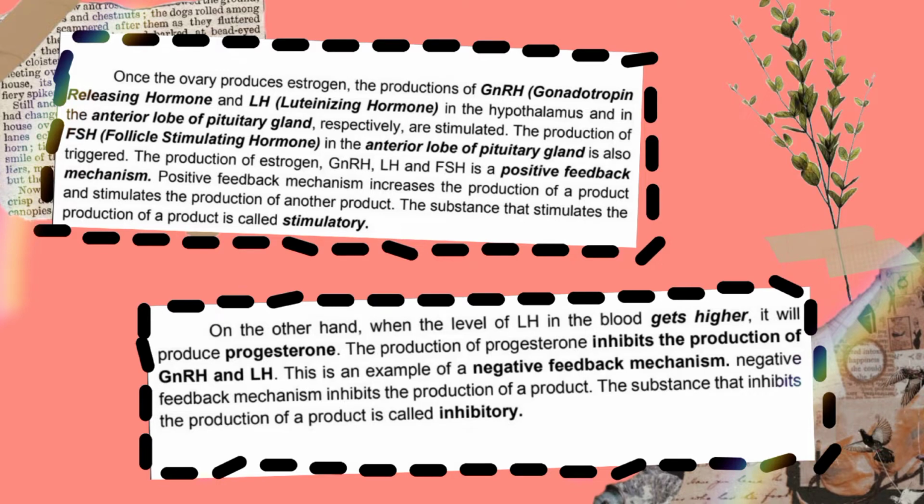On the other hand, when the level of LH in the blood gets higher, it will produce progesterone. The production of progesterone inhibits the production of GnRH and LH. This is an example of a negative feedback mechanism. Negative feedback mechanism inhibits the production of a product. The substance that inhibits the production of a product is called inhibitory.